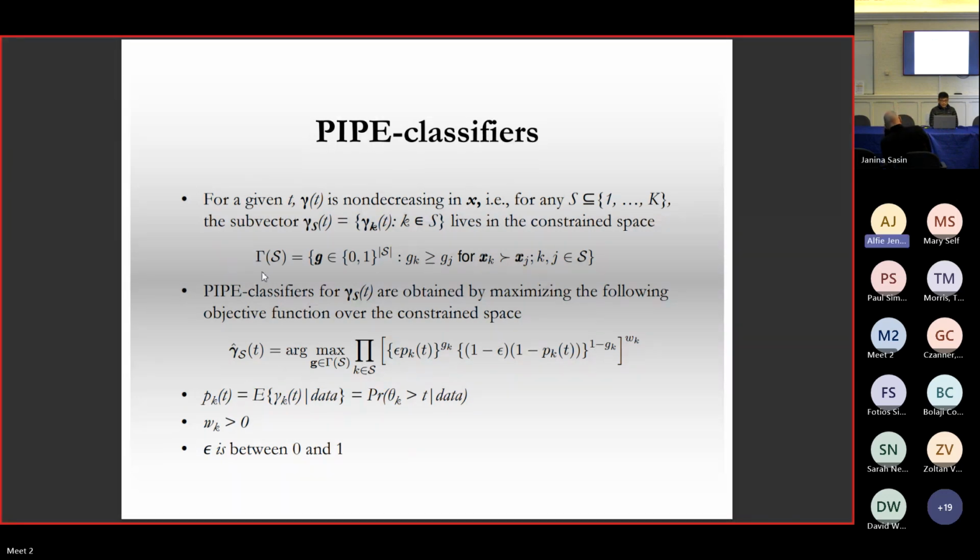Capital Gamma here basically indicates the constrained parameter space under partial ordering. I'm going to skip the detail, but basically it is just the parameter space under which gamma follows partial ordering. And this is the objective function that we want to maximize.